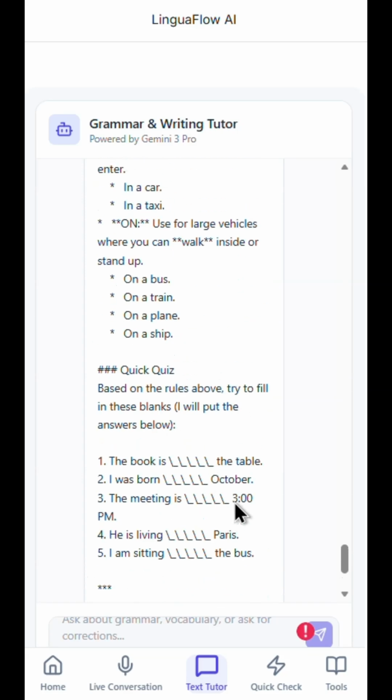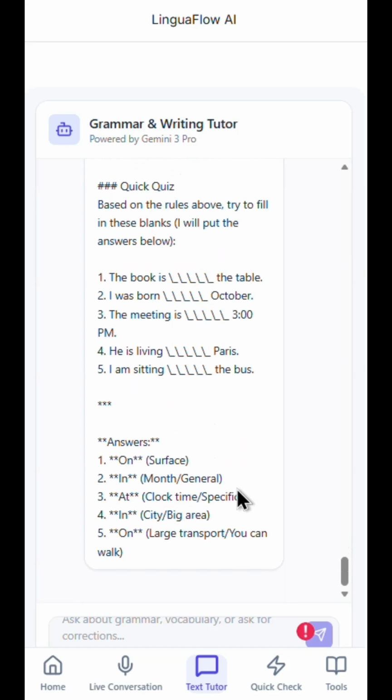Well, mustn't look at the answers. So the book is on the table. I was born in October. The meeting is at 3 o'clock in the afternoon. He's living in Paris. I'm sitting on the bus. Yeah, so on for a surface, in for months, general, at, clock time, specific. Yeah, this looks very good. I think it will also help you with vocabulary.